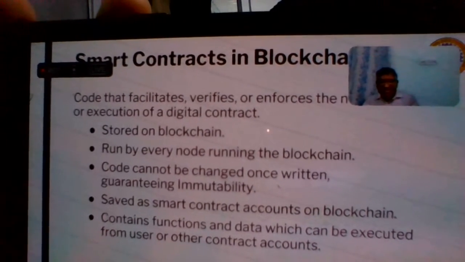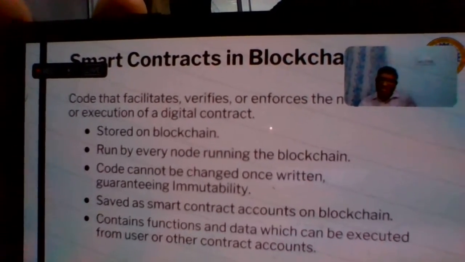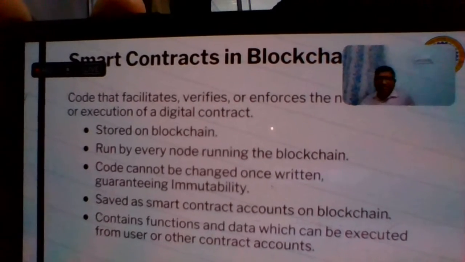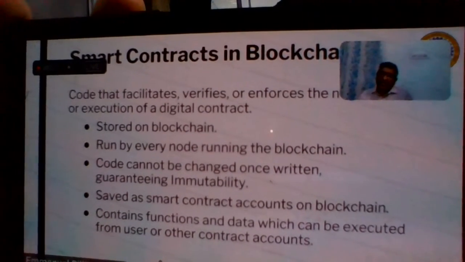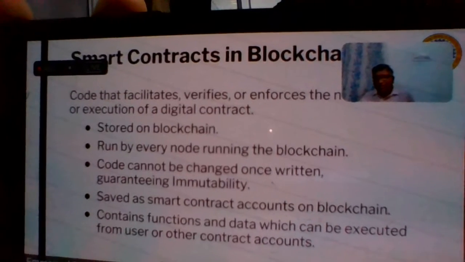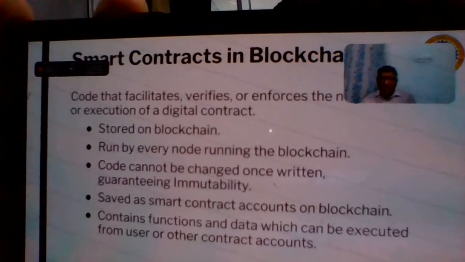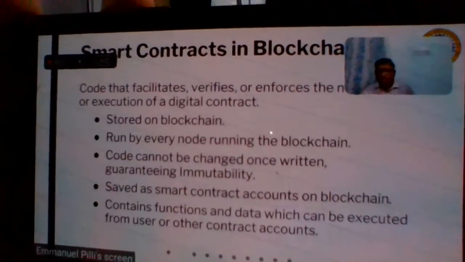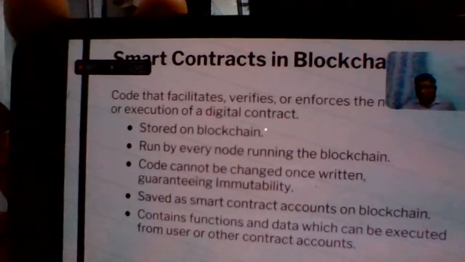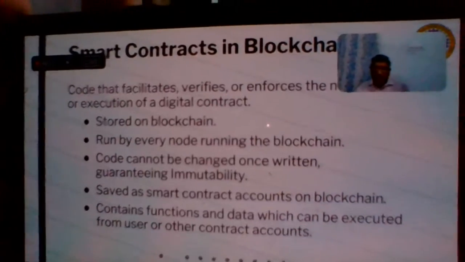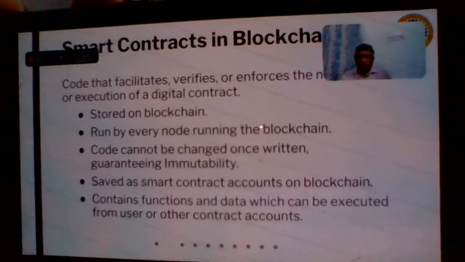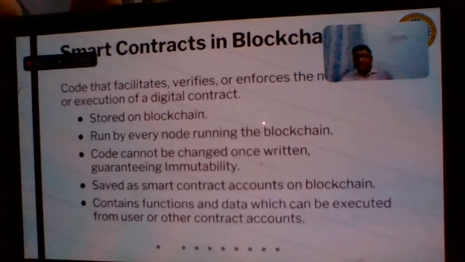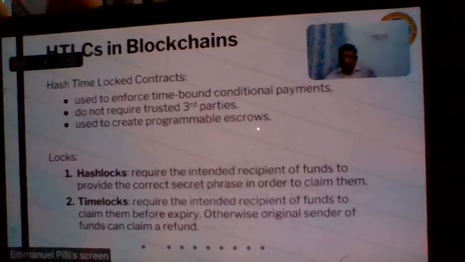The equivalent is the smart contract. You can look at that. A smart contract is code that facilitates transactions. I have not given much detail here because you have dealt with Ethereum, Solidity and smart contracts. It is stored on the blockchain and run by every node running the blockchain. Code cannot be changed once written, guaranteeing immutability. It is saved as smart contract accounts on the blockchain. They also contain functions and data that can be executed from user or other accounts, right?